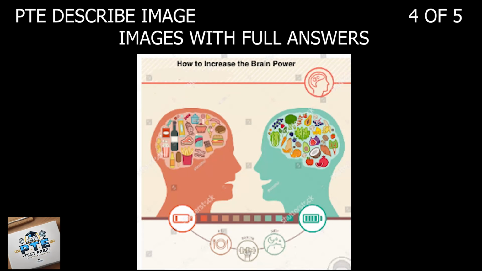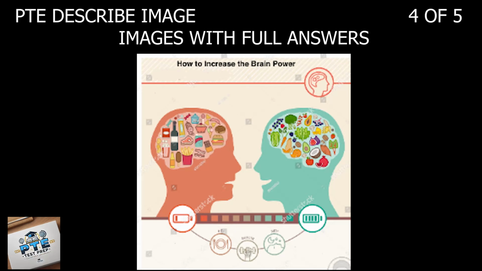The diagram shows how to increase brain power by comparing two individuals. One side represents an unhealthy lifestyle, including junk food and poor habits. The other side highlights a healthy lifestyle with fruits, vegetables, and balanced nutrition.